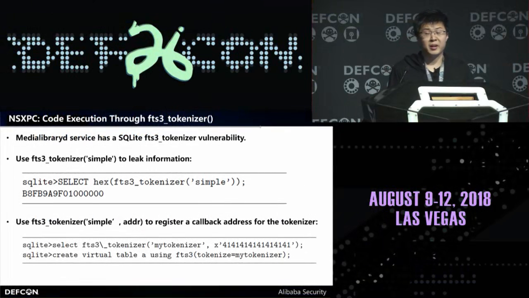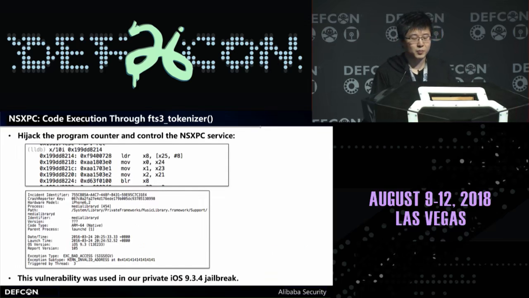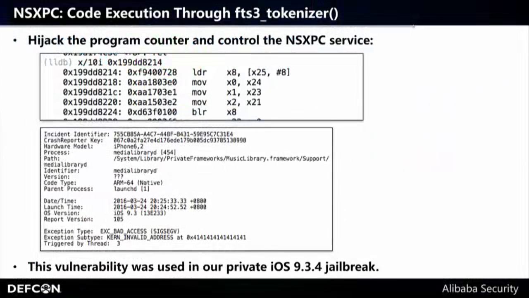For example, the first command can help us leak the address of the default tokenizer, which can help us bypass ASLR. In addition, an attacker can register a new tokenizer and trigger the callbacks using the second command. Because the callback address is set by us and the process doesn't check it, it's possible for us to hijack the PC register and control the NSXPC service as we want. This vulnerability was used in our private jailbreak.